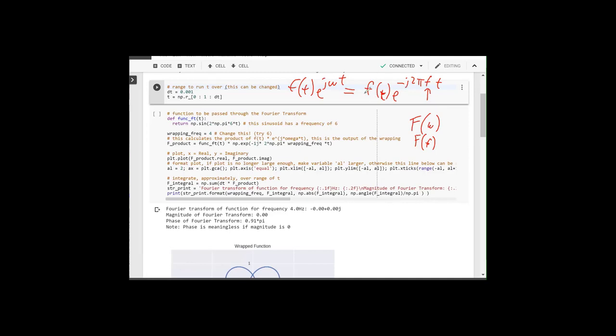That's why it can pick out frequencies of interest. Because for some function f, it will get larger or smaller based on whether or not that wrapping frequency is contained within this frequency of interest here. So let's clear this all away and continue to work through.